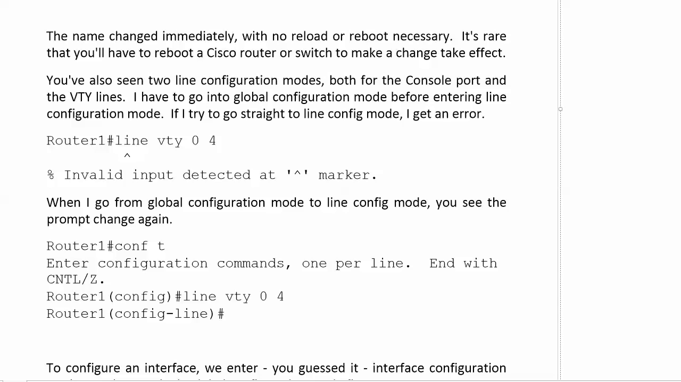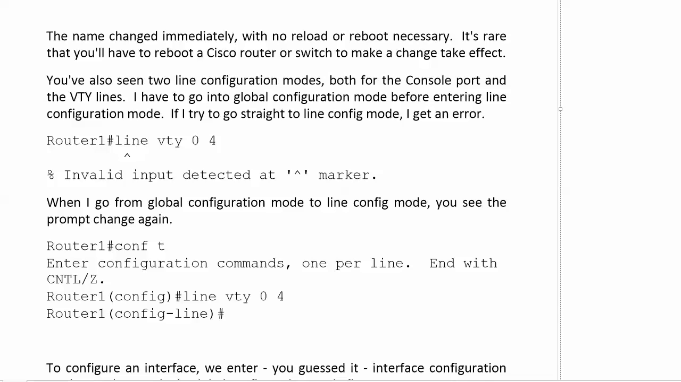So again, if I try to put in line vty 0 4 at the enable prompt, it's going to tell me invalid input. And again, note where the caret is. I know I keep coming back to that, but that's a very important tool in troubleshooting your own commands. If it's near the end of the command, you probably just have an option wrong because it's saying you were doing fine until you get to this point.